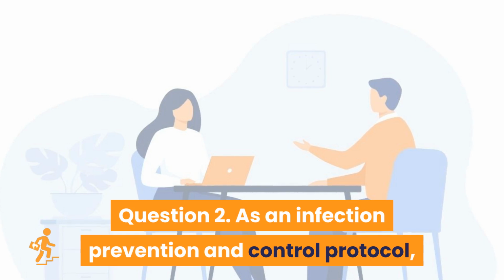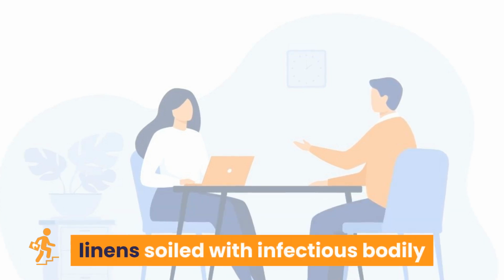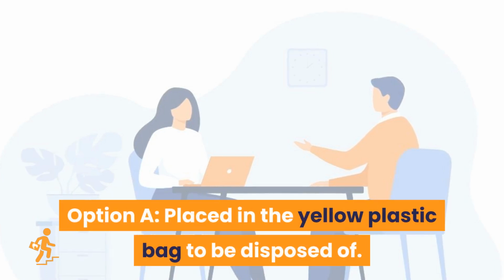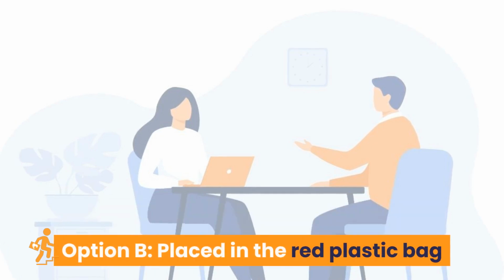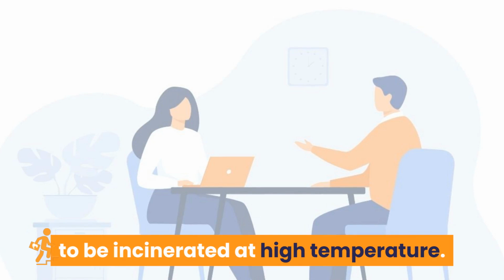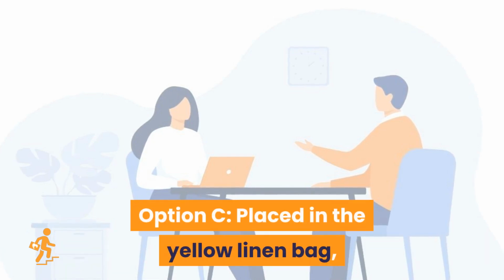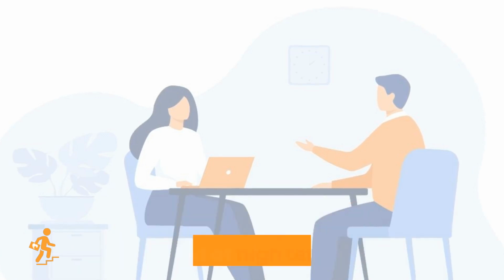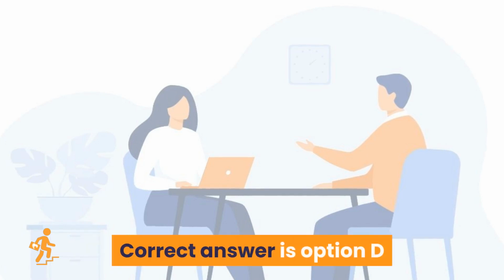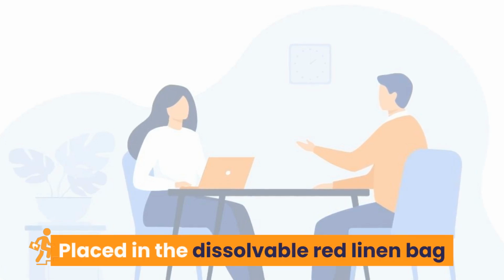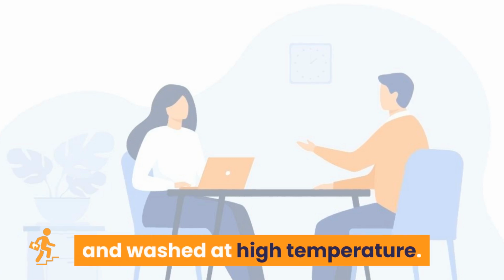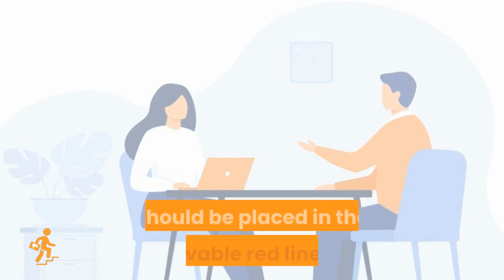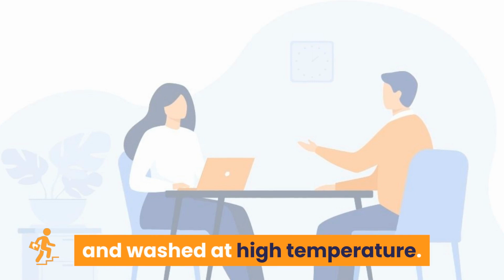Question 2. As an infection prevention and control protocol, linen soiled with infectious bodily fluids should be disposed of by what means? Option A, placed in the yellow plastic bag to be disposed of. Option B, placed in the red plastic bag to be incinerated at high temperature. Option C, placed in the yellow linen bag and washed at high temperature. Option D, placed in the dissolvable red linen bag and washed at high temperature. Correct answer is option D. Placed in the dissolvable red linen bag and washed at high temperature. According to the infection control protocol, linen soiled with infectious bodily fluids should be placed in the dissolvable red linen bag and washed at high temperature.